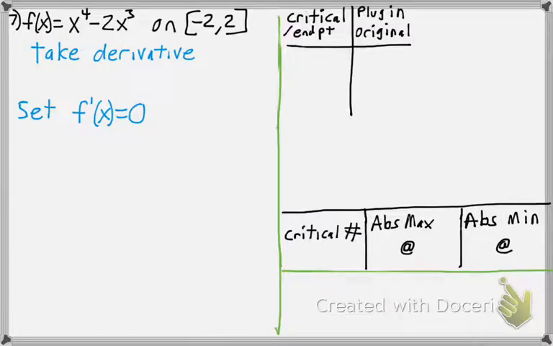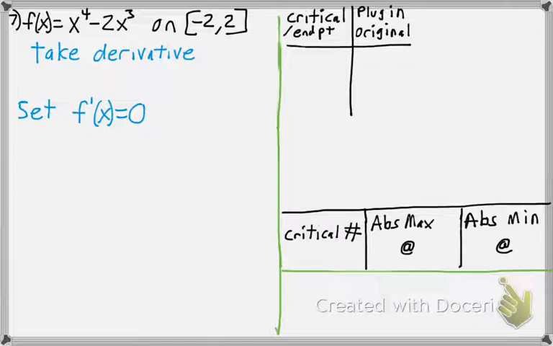For number 7, we're trying to find the critical numbers of f on the given interval and determine the absolute maximum and absolute minimum values of f. So these are the largest and smallest values of a function. This is like on a graph, the highest point that it goes or the lowest point that it goes, and these can occur at critical numbers or endpoints.